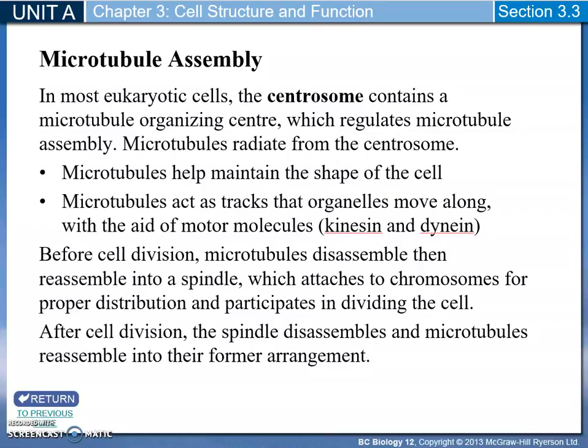So as far as the movement of the chromosomes, that relies on the microtubules as well. Then after cell division, the spindle disassembles and microtubules reassemble into their former arrangement.